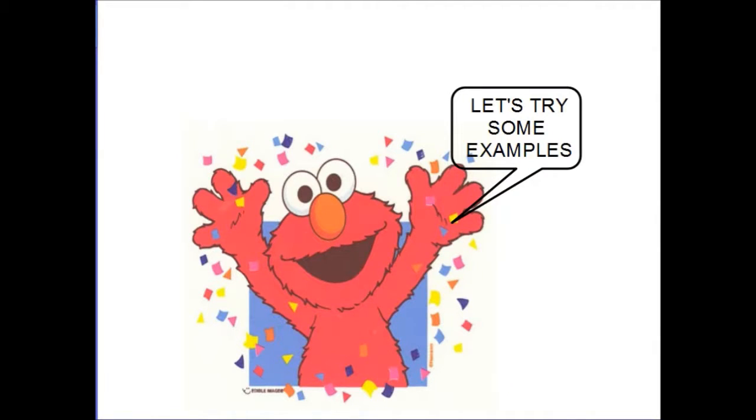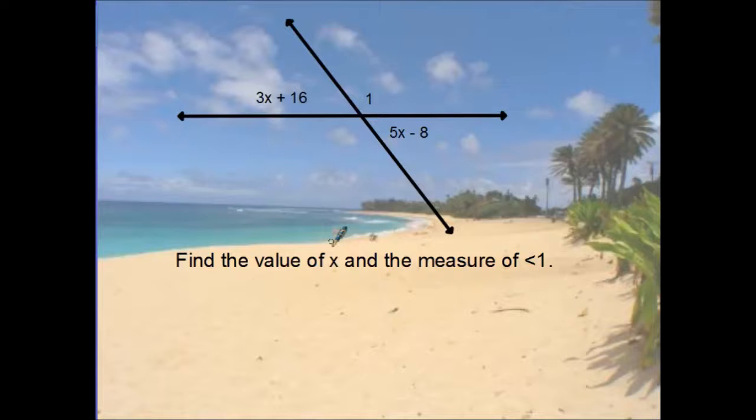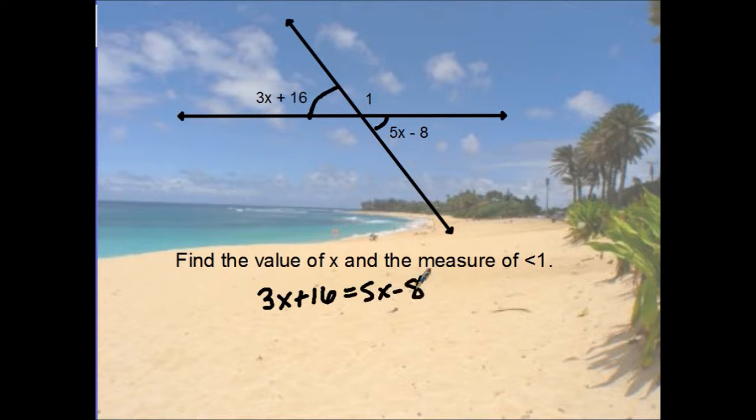Alright, so let's try some examples based on vertical angles, the vertical angle theorem, and opposite rays. Here's our first problem. We want to find the value of x and the measure of angle 1. Looking at this picture, I see that I have vertical angles formed, my bow ties. Now, we know vertical angles are congruent, so I'm going to set 3x plus 16 equal to 5x minus 8, and solve for x.